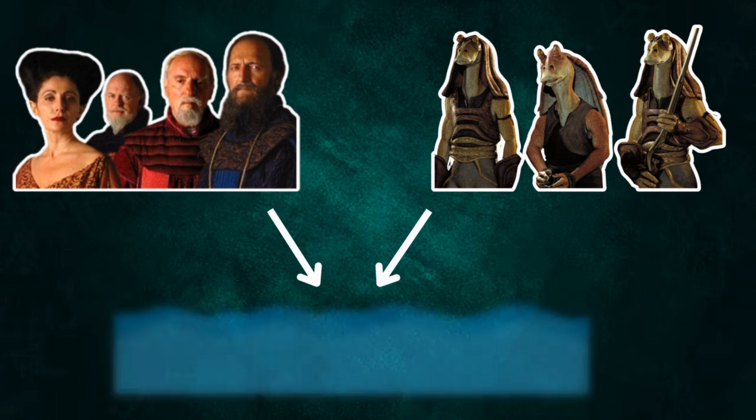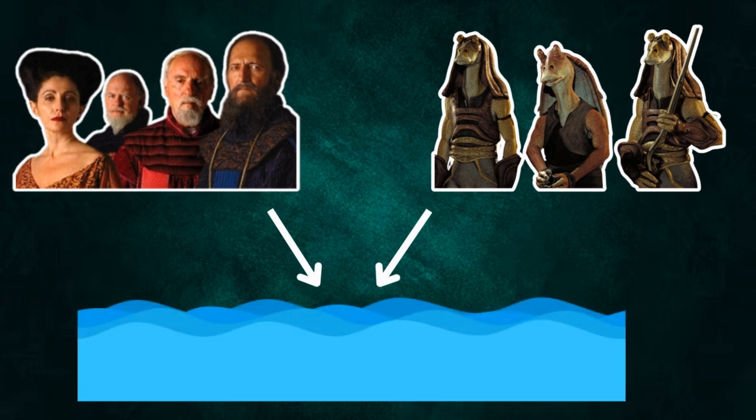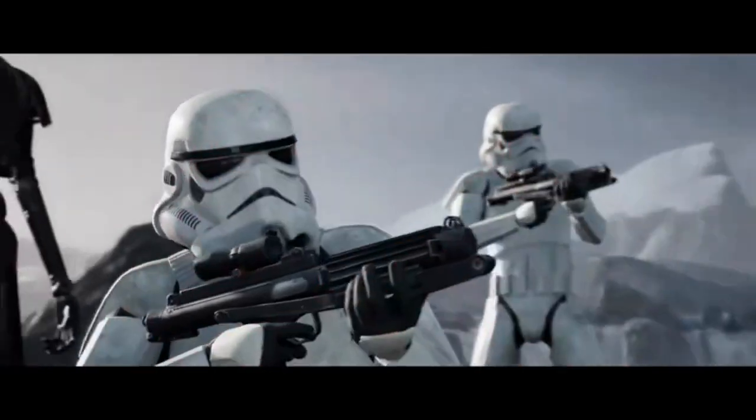Both Naboo humans and Gungans had a close relationship with water. Fish was important in Naboo. Naboo appeared in all the prequels and many video games following.